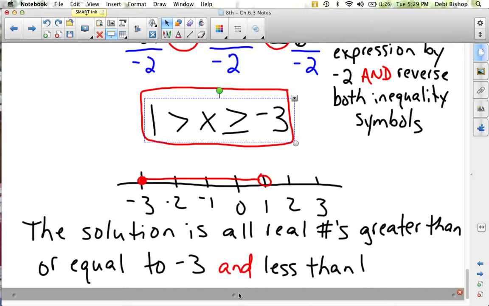And that, in a nutshell, is how you do compound inequalities with all of your different rules that you have learned. We'll go over more examples and do our homework in class.